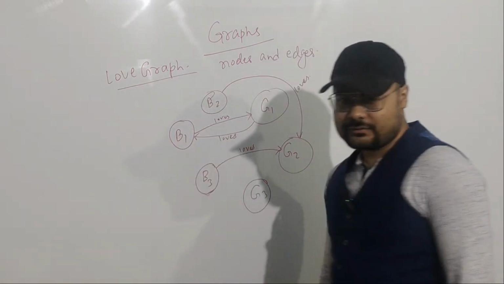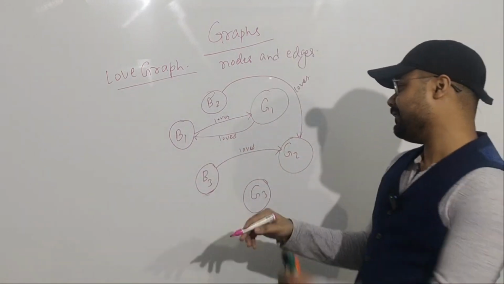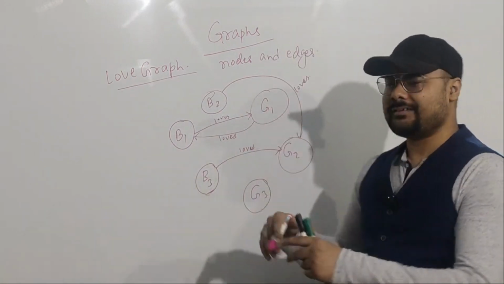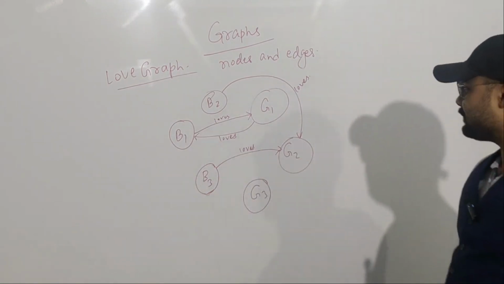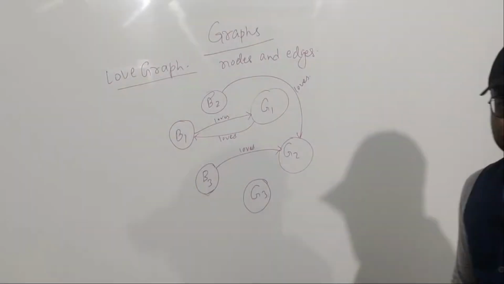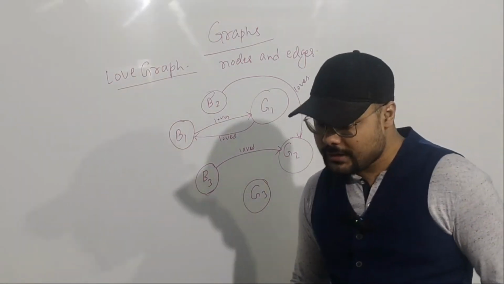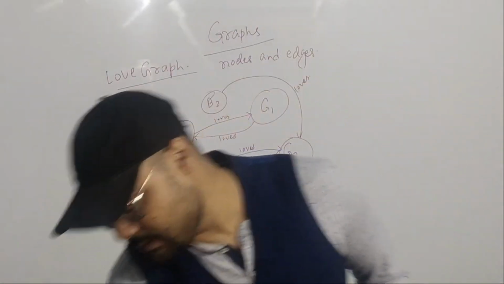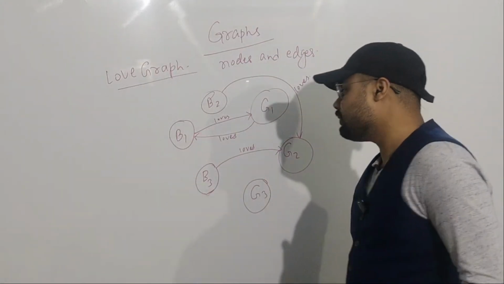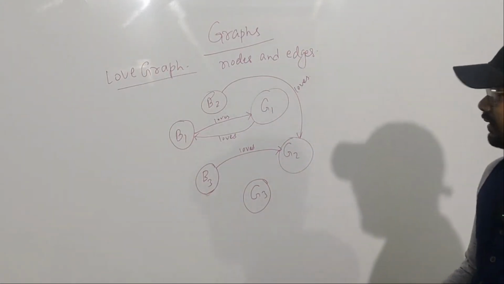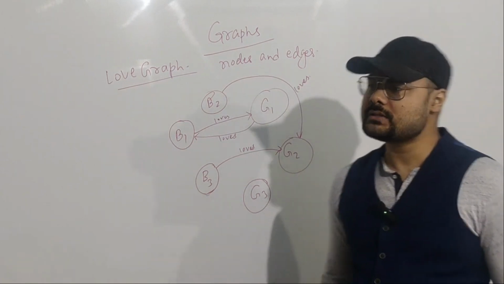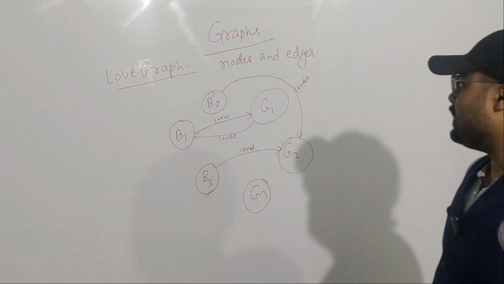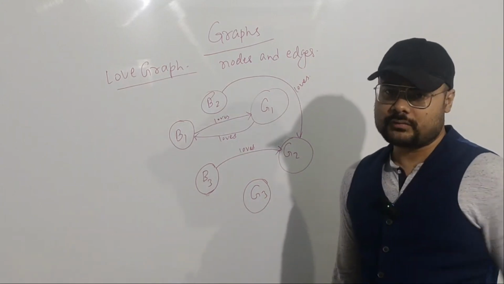Now, to represent a love graph, to represent lots of love in the form of a graph, you need to have a directed graph. Okay, graphs may be directed graphs, or undirected graphs, or mixed graphs also. Mixed graph means that in the same graph you may have undirected edges between two nodes, and directed edges between some other two nodes. The example of it is road networks.